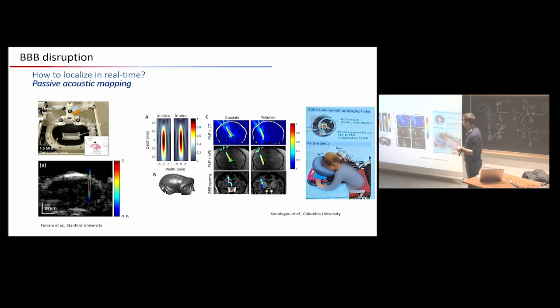So now I told you how to control the pressure. What is also important is to control the localization, and there are some developments on what they call passive acoustic mapping. So this is also ultrasound imaging. We insert an imaging probe inside the therapeutic transducer, and we are able, through the skull, to determine where the ultrasound beam is during this procedure.